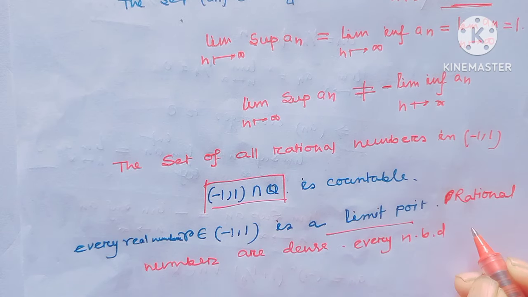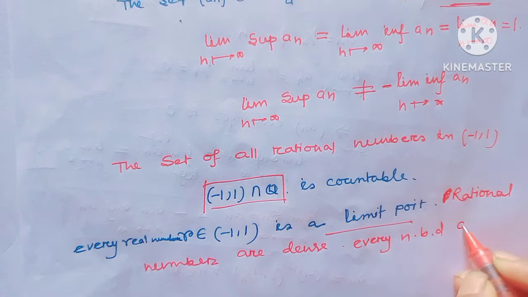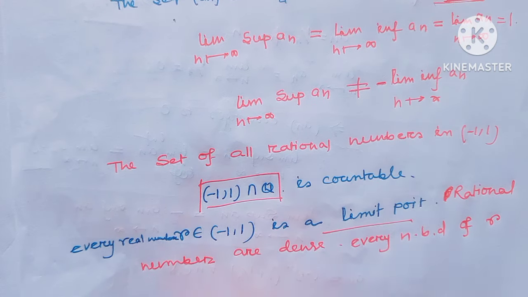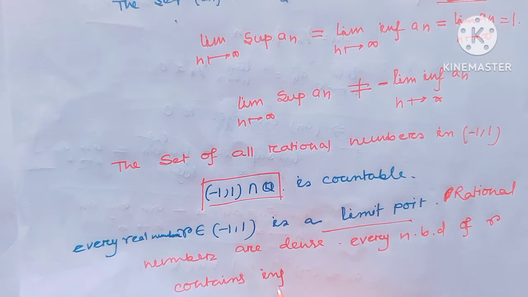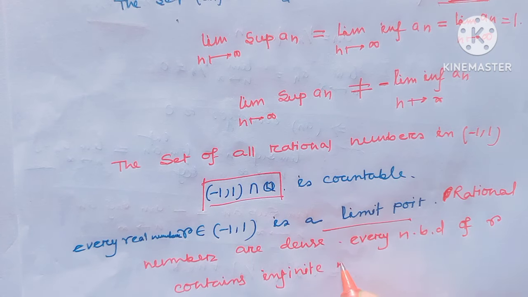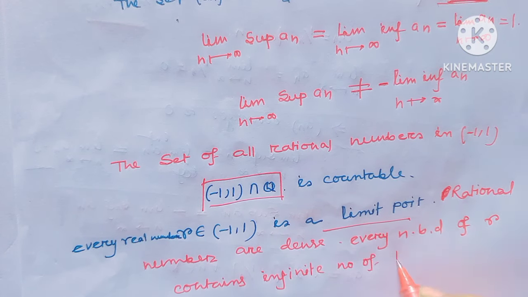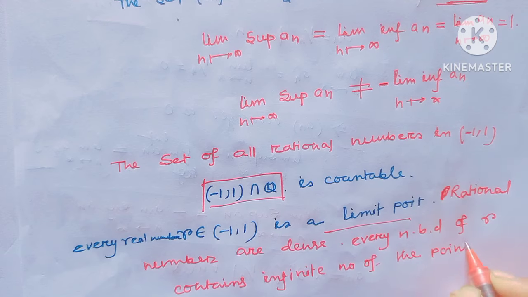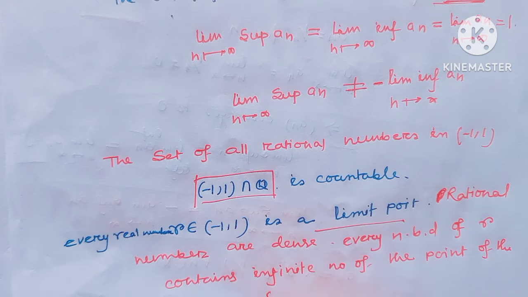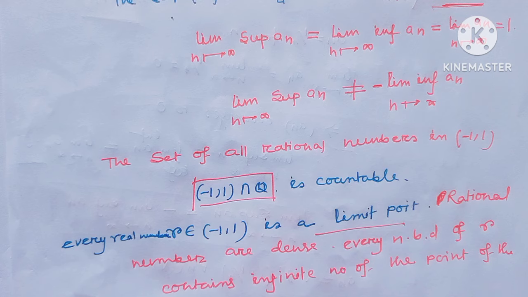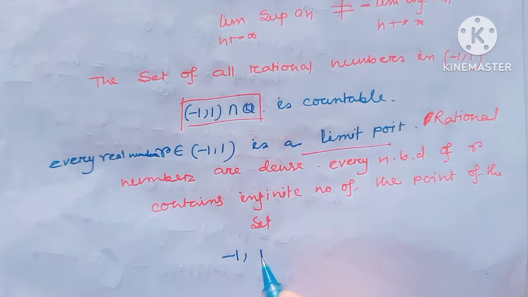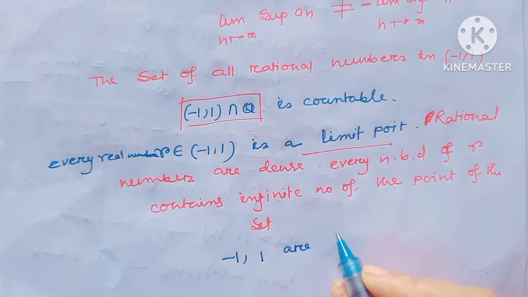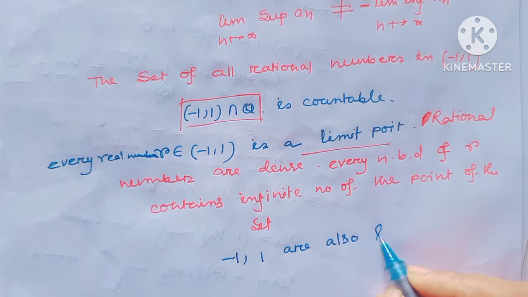Since they are dense, every neighborhood of r contains infinitely many points of the set. So every point in minus 1 to 1 is a limit point. Not only the open interval minus 1 to 1, but also the endpoints minus 1 and 1 are limit points of the set.